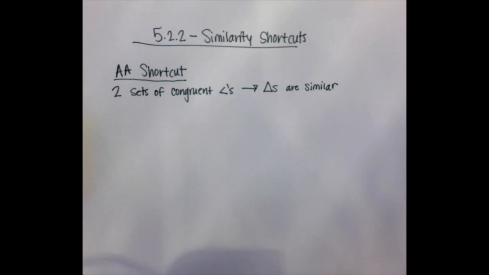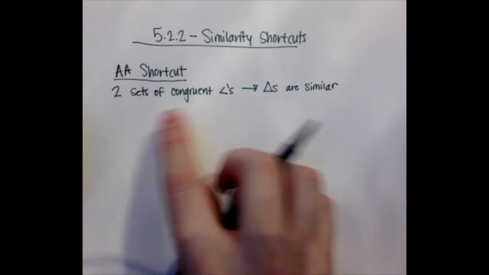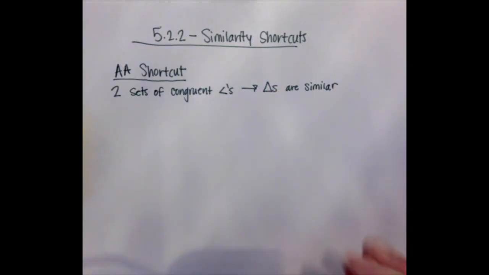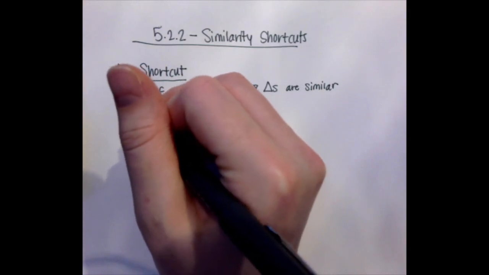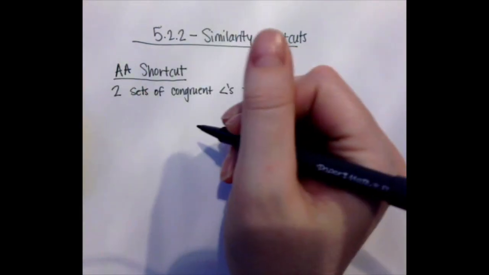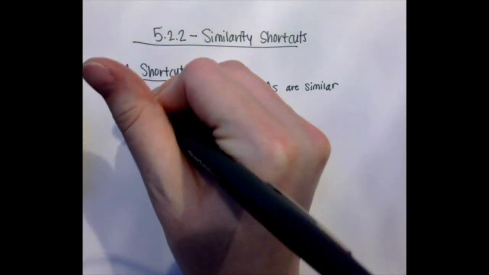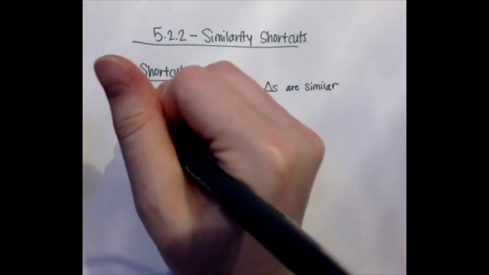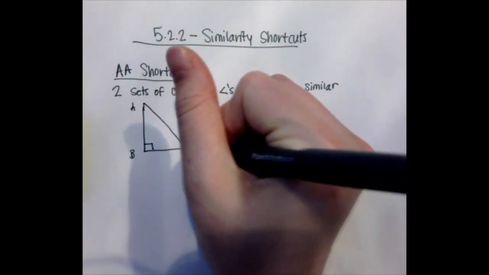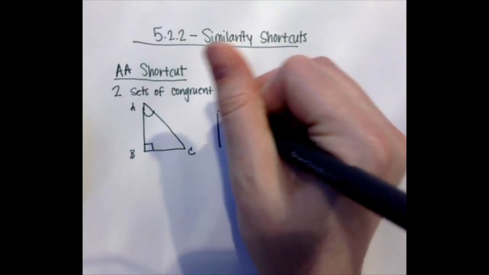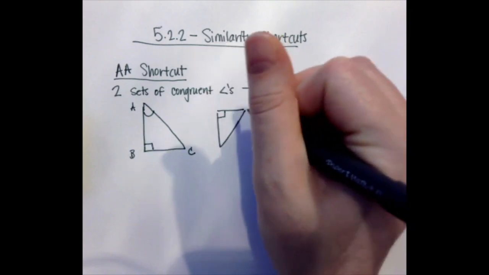And we kind of talked about this on Monday as well, because if we know that 2 of the angles in a triangle are congruent, then we know that the third one has to be automatically, because triangles' angles add up to 180 degrees. But let's say we have, I'm going to draw a quick picture for each shortcut, and then I'll show you what the problem will look like on an assessment. So we have, let's say, this triangle, and I know this is the right angle. And then we have this triangle, also with a right angle.